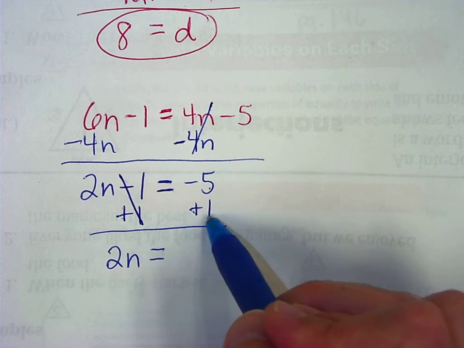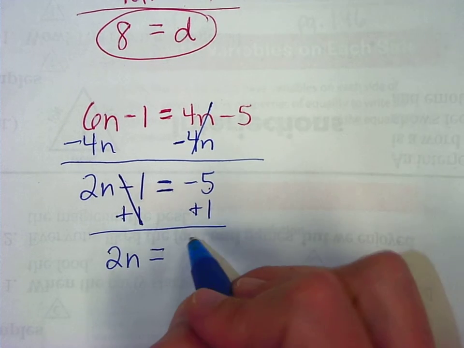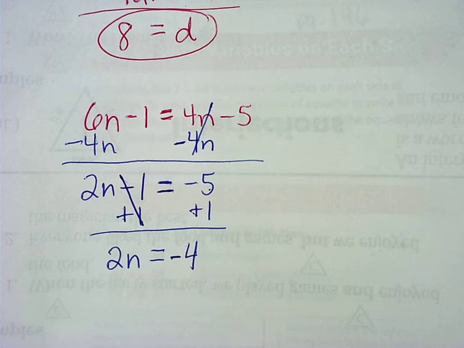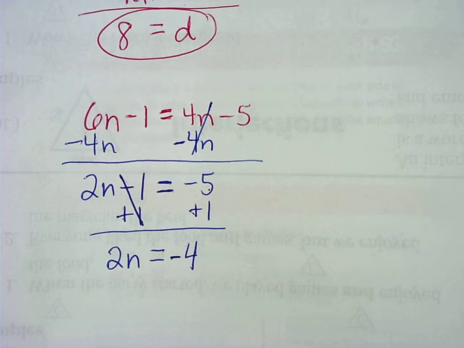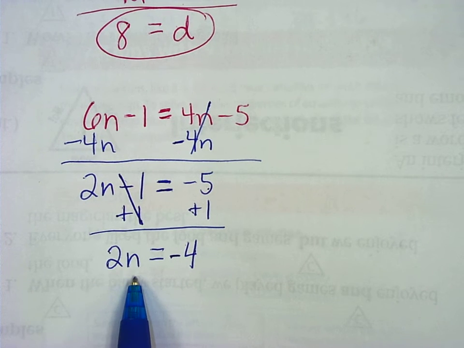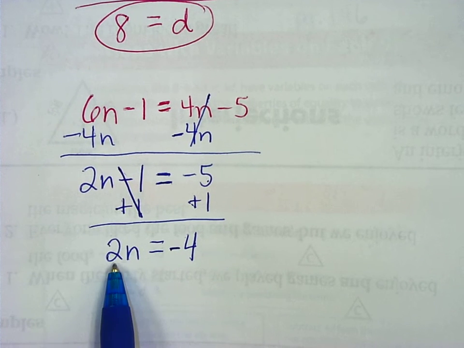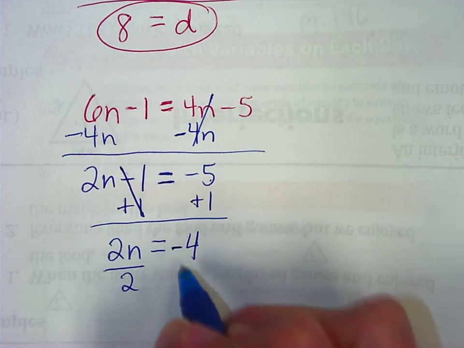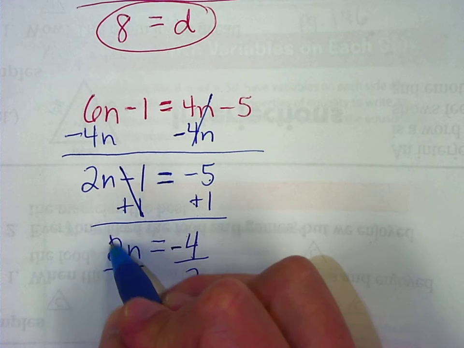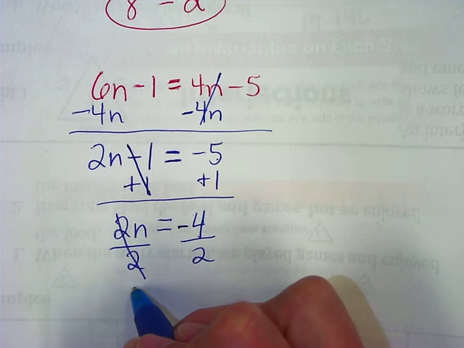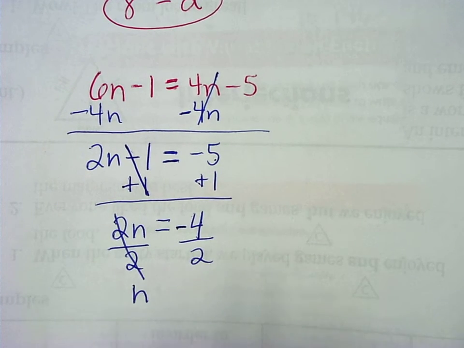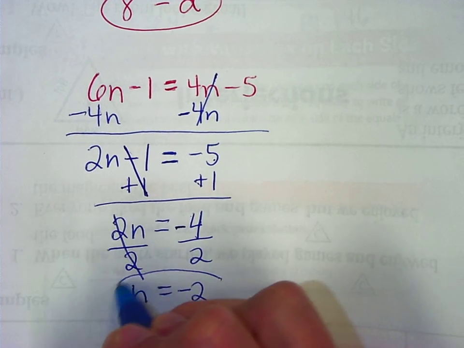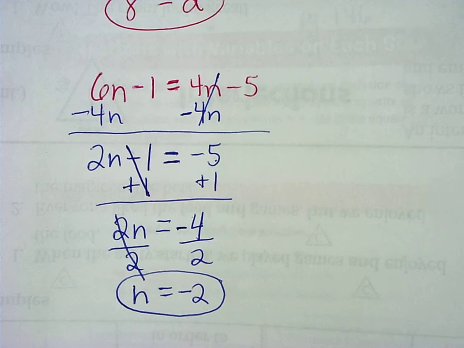Negative 5 plus 1. Remember, if the signs are opposite, you're going to subtract and use the sign of the bigger number. Negative 5 plus 1 is negative 4. And now I'm going to do the opposite here. I'm trying to get n by itself. So 2 next to n means multiply, so I'm going to divide by 2 instead. So 2 divided by 2 is 1n, and that's what I have left, 1n, equals negative 4 divided by 2 is negative 2. So I have solved for n.